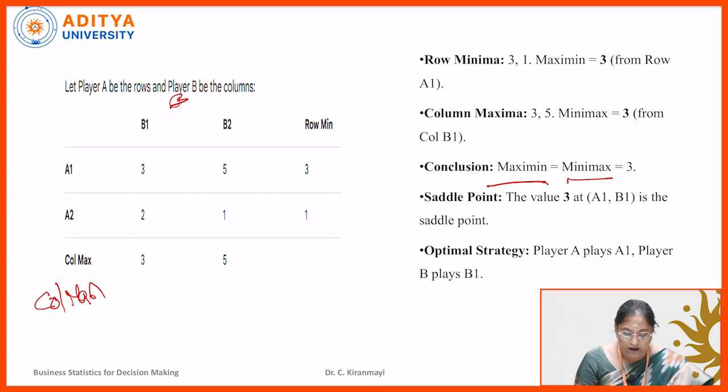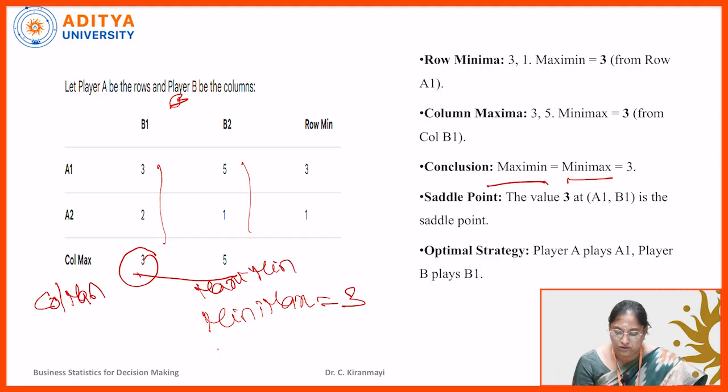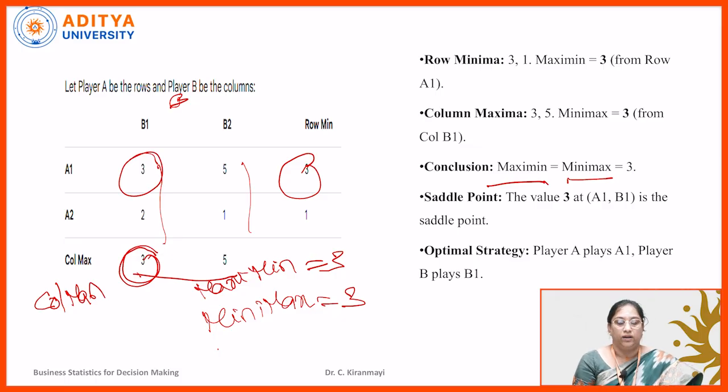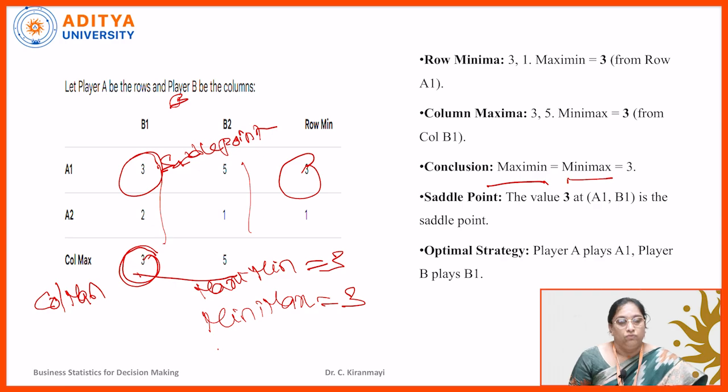So, first we have to obtain maximum value for each column. For the first column maximum value is 3 and for the second column maximum value is 5. In between these two, what is the minimax among these maximum values, which is minimum? 3 is minimum. Likewise, we have already obtained maximin value for rows, which is also 3. This 3 and this 3, that is this one. So, this is going to be saddle point. We have understood how to find out the saddle point.